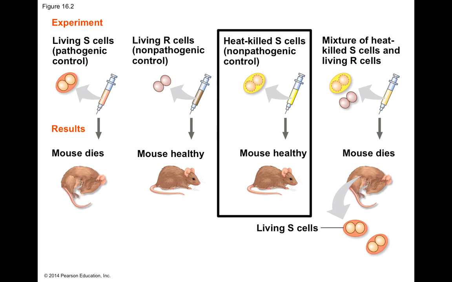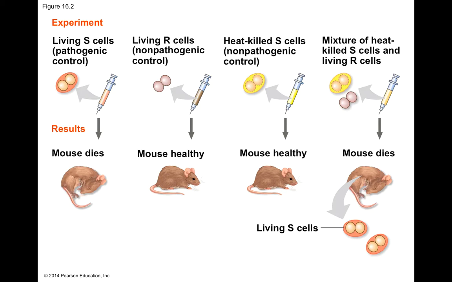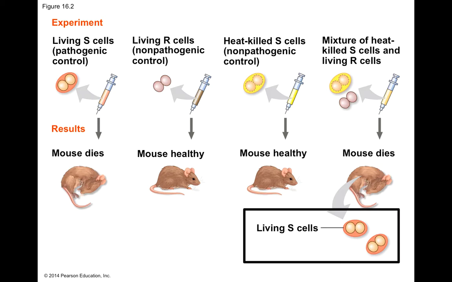Then he took the pathogenic bacteria, heat killed them, and injected them into mice. The mice lived. However, when he mixed those heat-killed bacteria with the live non-pathogenic bacteria, the mice died. Upon further investigation, he found that some of the living cells had now become pathogenic to kill the mice. He used the term transformation to describe what happened. A cell took up external DNA, and that DNA was able to change the cell.